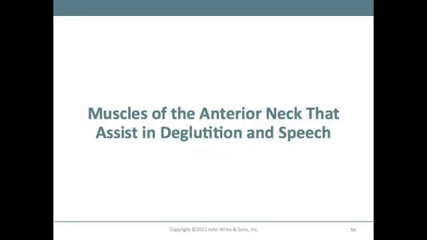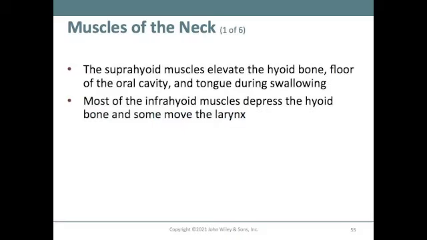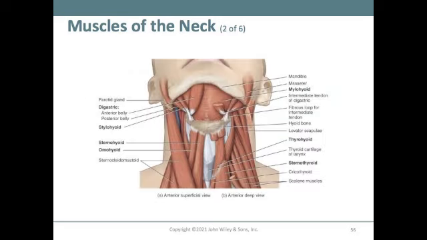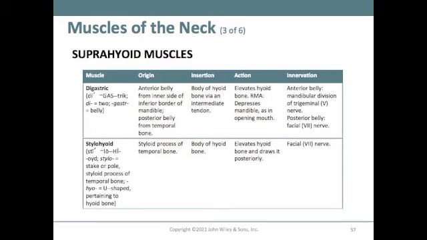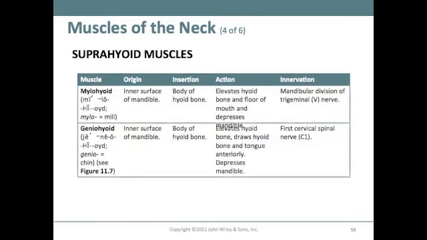Muscles of the neck start on page 362. Suprahyoid muscles elevate the hyoid bone, floor of the oral cavity, and tongue during swallowing. Most of the infrahyoid muscles depress the hyoid bone and move the larynx. Page 362, figure 11.8. Same table we've been talking about.